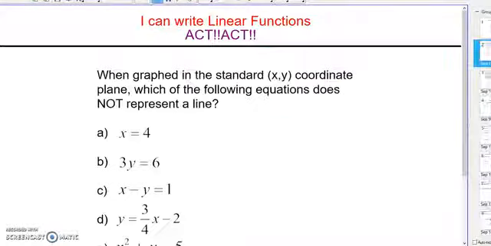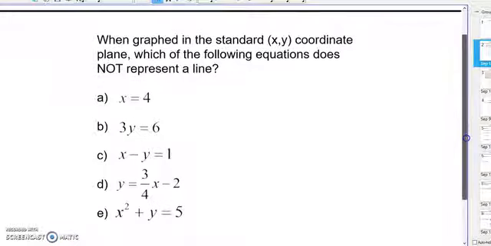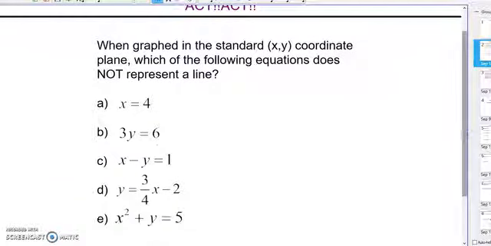So let's get started. The first example we have here is a multiple choice type of question from the ACT. It says, when graphed in the standard XY coordinate plane, which of the following equations does not represent a line? So let's think about it. We have seen horizontal lines, vertical lines, and also lines in standard form, point slope form, and also slope intercept form. So let's go down this list.